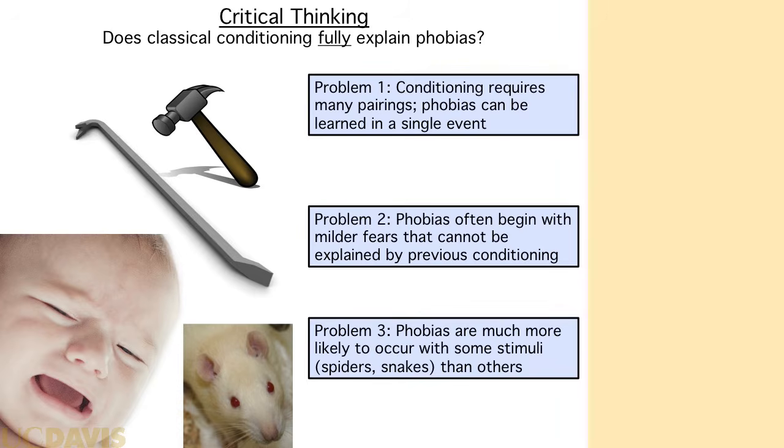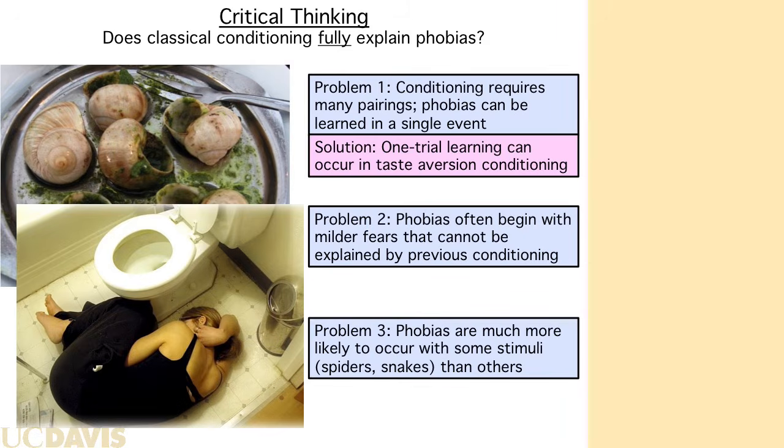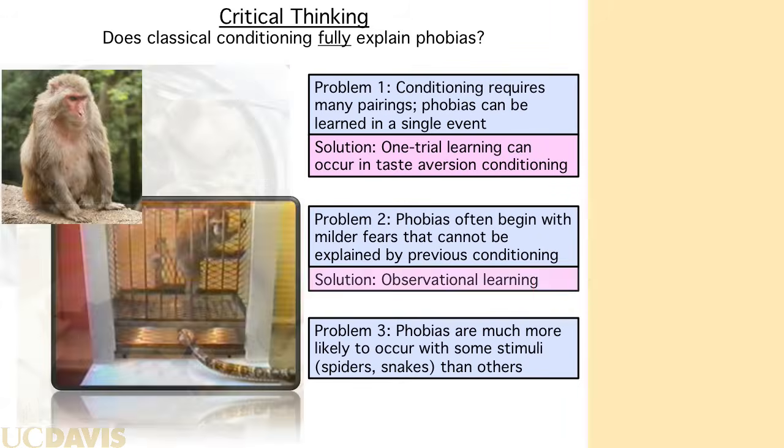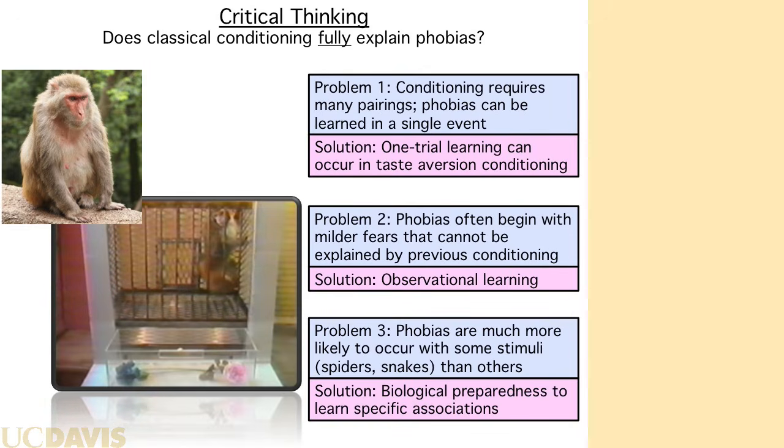Fortunately, more recent research has shown that other aspects of learning can fill in the gaps where classical conditioning is insufficient to explain phobias. First, research on taste aversion learning has shown that biologically significant associations can be learned with a single pairing. Second, research on observational learning explains how some fears can begin without any conditioning, just by seeing fear responses in others. Finally, research has shown that we are biologically prepared to learn some kinds of associations, like snake fear associations, more readily than other kinds of associations, such as flower fear associations.